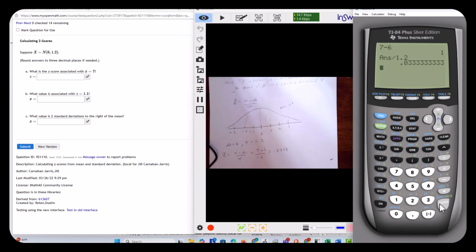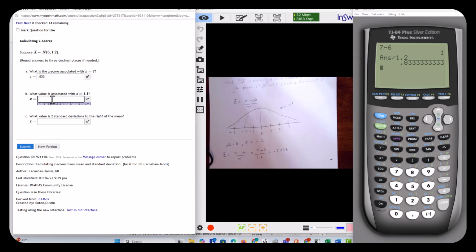Now, when I was in school in the 80s, we had to use tables to calculate probabilities. We're going to be using technology to do that. We'll be using StatDisk and your TI. But z-scores are normally rounded to 2 decimal places, and this particular problem is asking you to round to 3. So 0.833 here. Again, remember my Alpha Math is kind of picky.